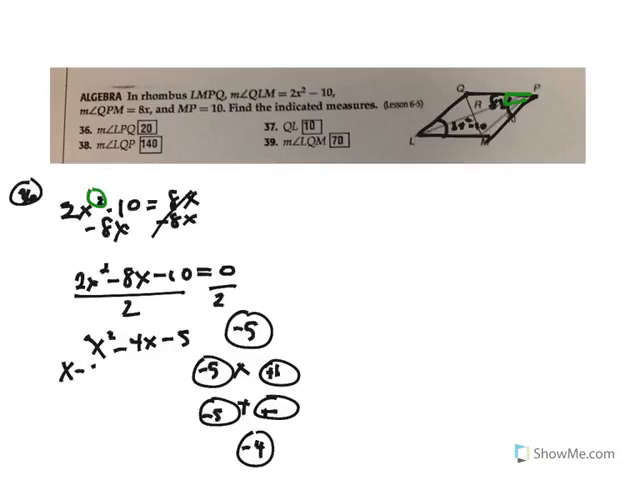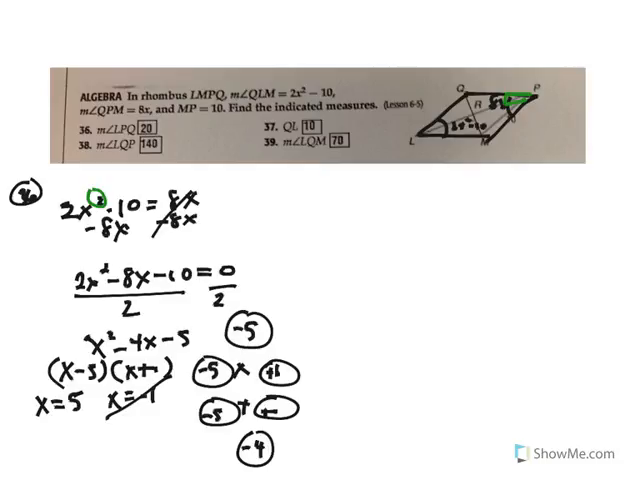I get x minus 5 times x plus 1. Set them both equal to 0. I get x equals 5, x equals negative 1. I don't use the negative 1 because I don't want the distance to be negative on either of the angles, or I don't want the measure to be negative, so I use x equals 5.